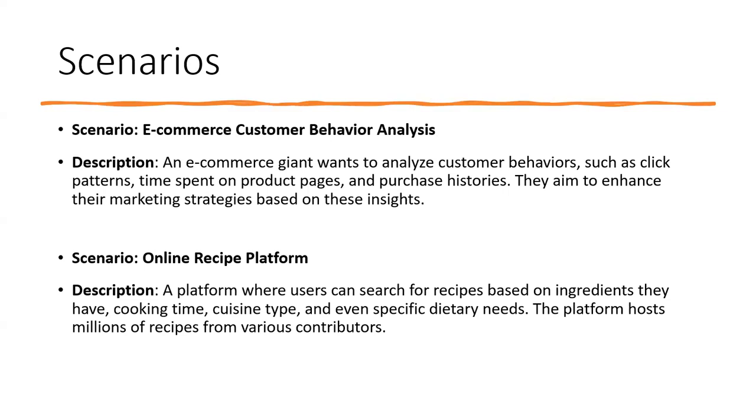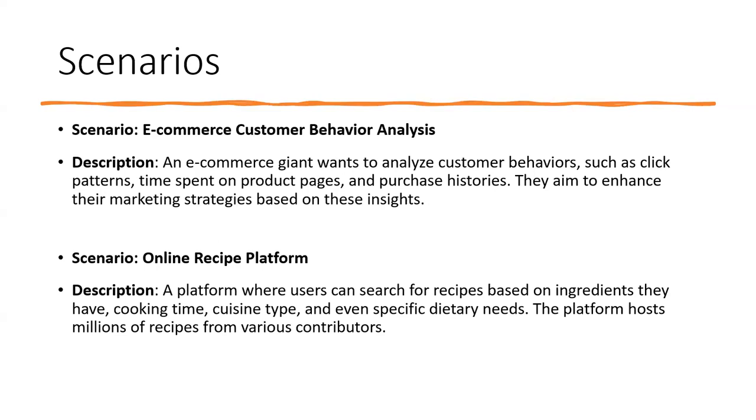Now, we have an online recipe platform wanting us to choose the database for it. A platform where users can search for recipes based on ingredients they have, cooking time, cuisine type, and even specific dietary needs. The platform hosts millions of recipes from various contributors. With a vast amount of text data, think what could be the best choice.